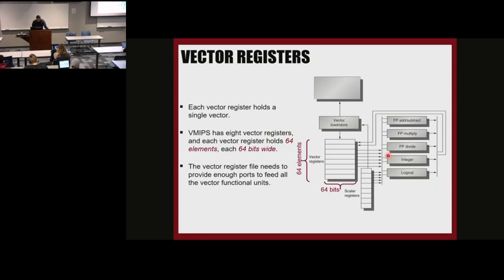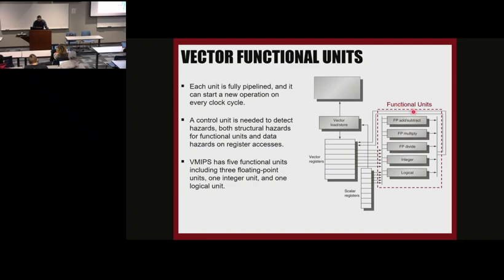So the second component is the functional units. You can see these are the functional units in the VMIPS architecture. These functional units are fully pipelined. It means that we can execute one instruction in each clock cycle. It's completely pipelined, but obviously they also have dependencies. So when we have dependencies, we can't do it. But it's designed to be fully pipelined such that we can execute one instruction in one clock cycle.